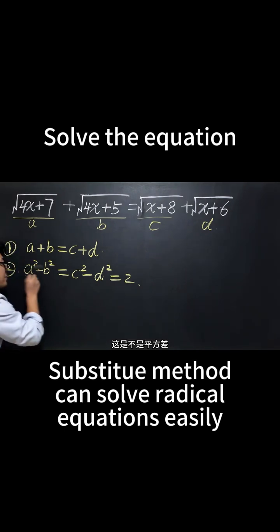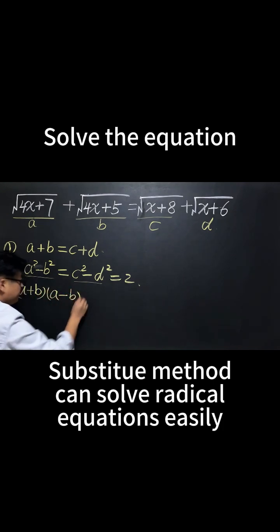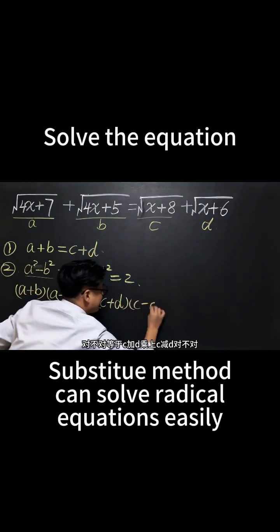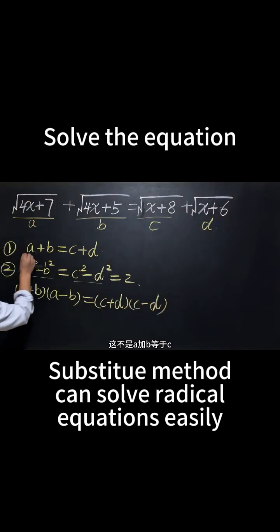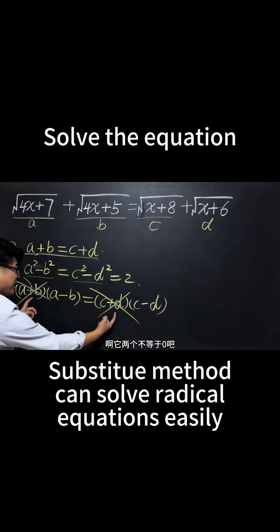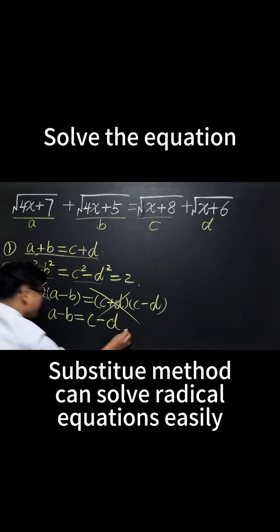Now, isn't this the difference of squares formula? Let's expand it. A plus b times a minus b, right? It's equal to c plus d times c minus d, isn't it? Isn't this a plus b equals c plus d? So a plus b and this c plus d can be canceled out, right? Neither of them is 0, so we can cancel them. That means we get a minus b equals c minus d.